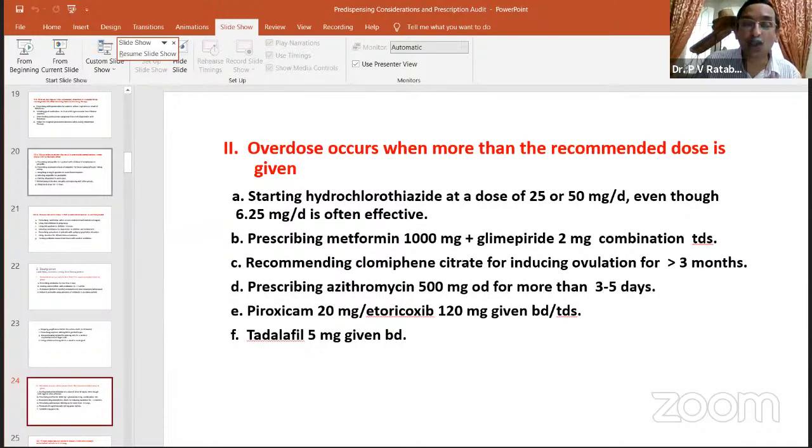Piroxicam 20 milligrams, etoricoxib 120 milligrams is to be given OD. If somebody has prescribed BD or TDS, it is a disaster. It can be very severely toxic to the stomach. Tadalafil 5 milligrams, the long-acting phosphodiesterase 5 inhibitor, has to be given just once daily and not twice daily. You will be over-enthusiastic to do things, but it can be a disaster. So tadalafil 5 milligrams once daily.